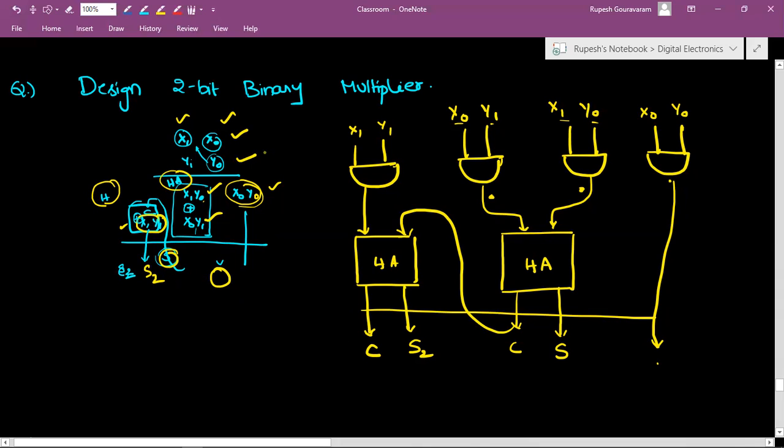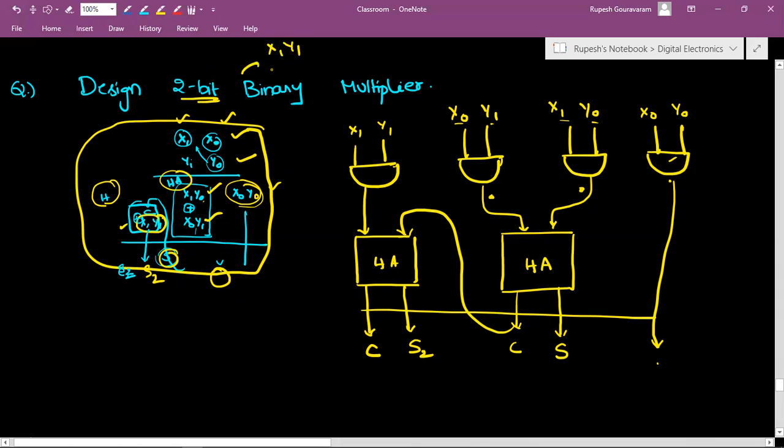So the same thing we have represented in this mathematical form, we have realized using the logic gates. How many devices are needed? 4 AND gates and 2 half adders are required. So thus using the two-bit binaries, that is x1 y1 and x0 y0, by inputting them here, we have found out the output. So this whole circuit, let me construct a box here.